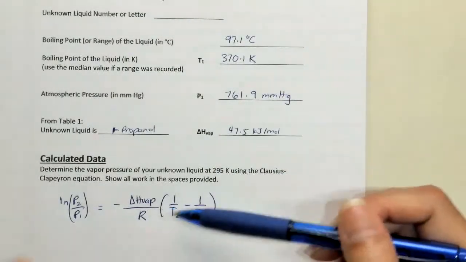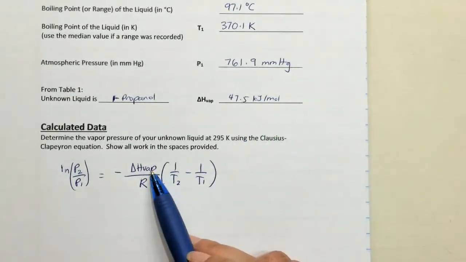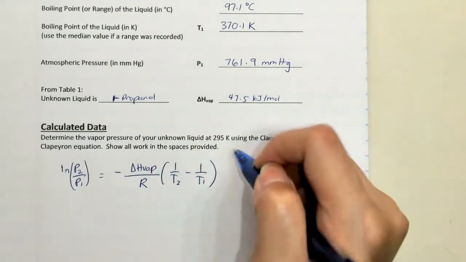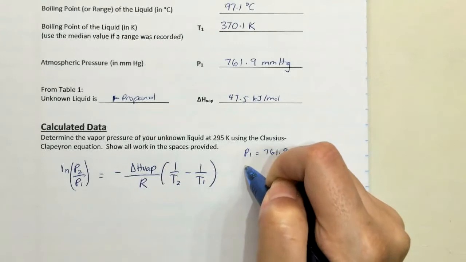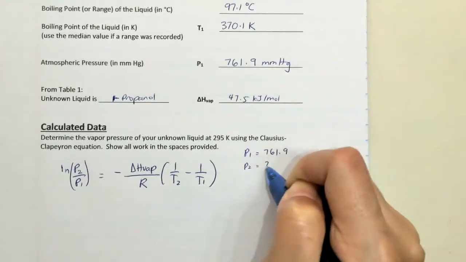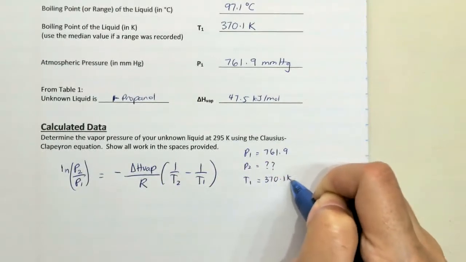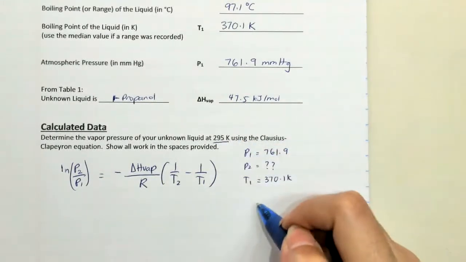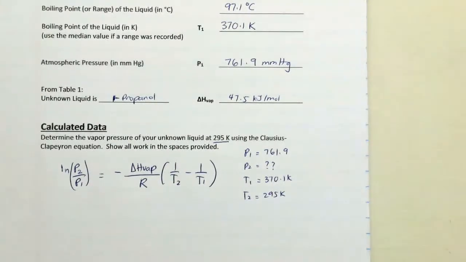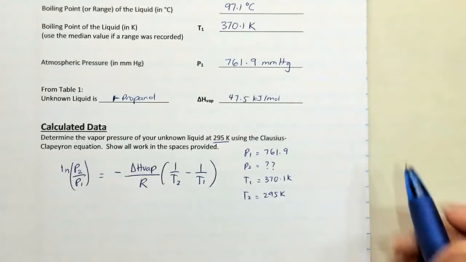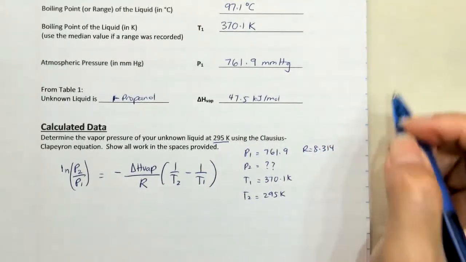Okay, we will use this information to calculate the rest down here, because I know Hvap goes down here. And then P1 is obviously 761.9. And then P2 is what we're looking for. T1 is 370.1 Kelvin. T2 would be this, so in this case, 295. Okay. R is given: 8.314.